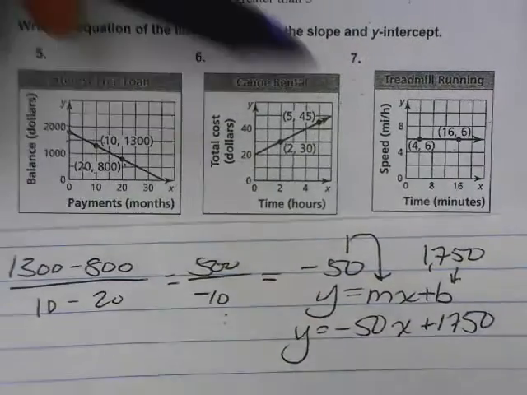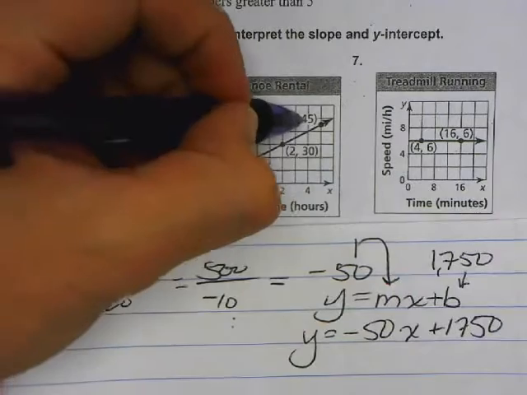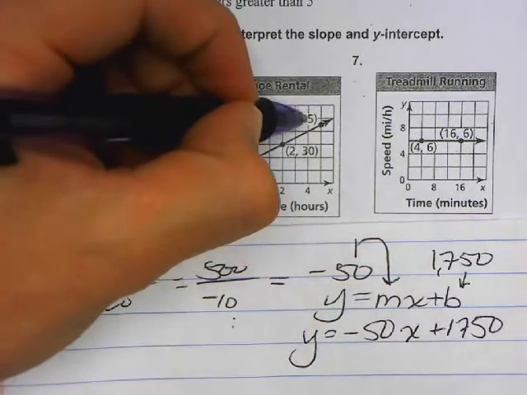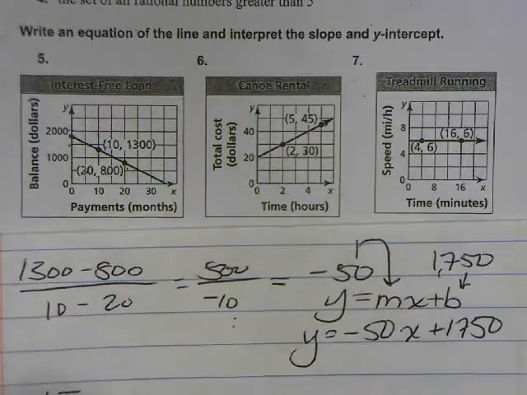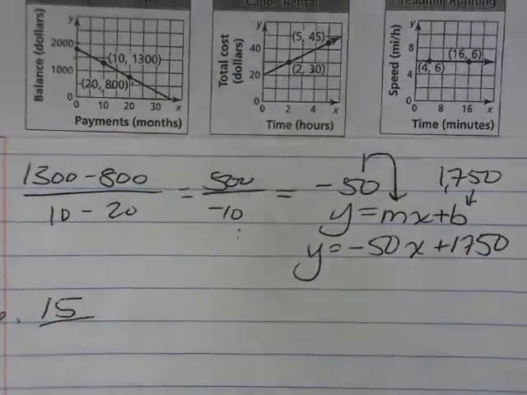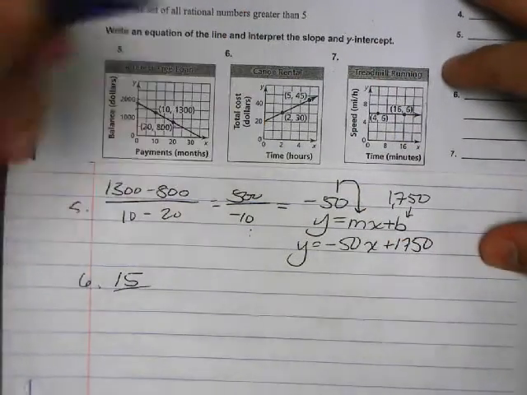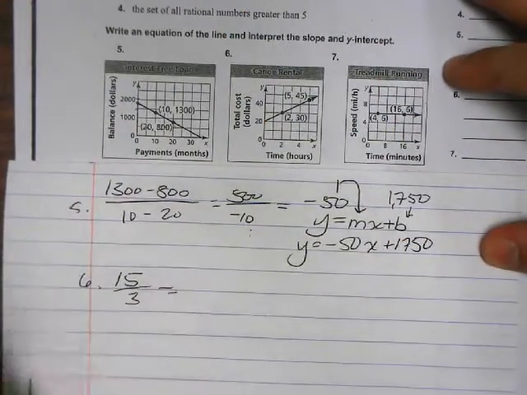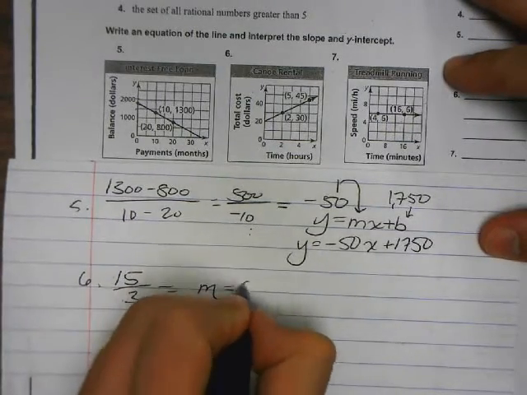I can already tell I'm going to have a positive slope. The slope is going to be 45 minus 30. 45 minus 30 is 15. And on the x side, I have 5 minus 2. 5 minus 2 is 3. This means my slope is 15 divided by 3. In other words, my slope is 5.